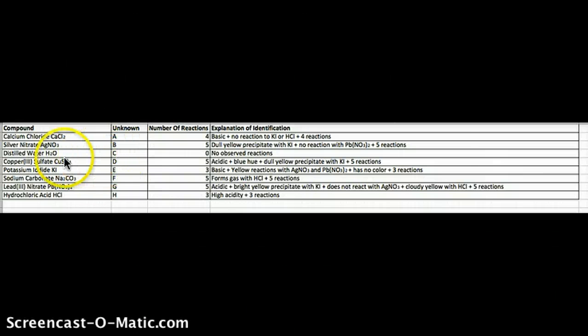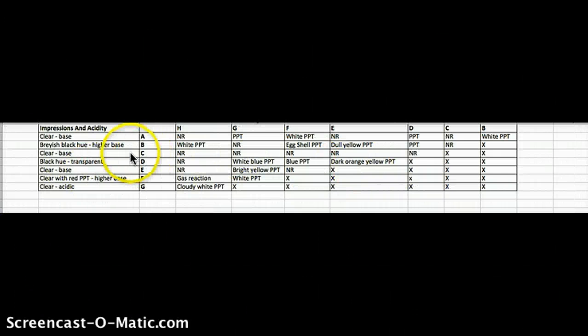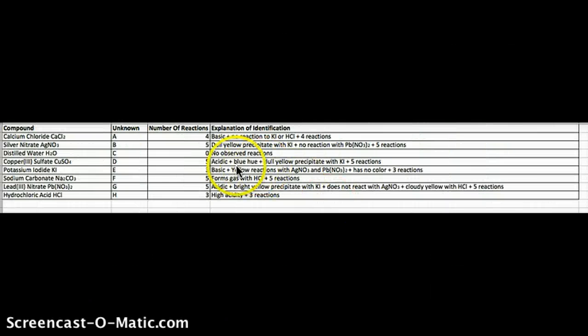Unknown C is distilled water. Well, as you can see, it has no observed reactions. As we can see, unknown C has no recorded reactions, which means it is distilled water.